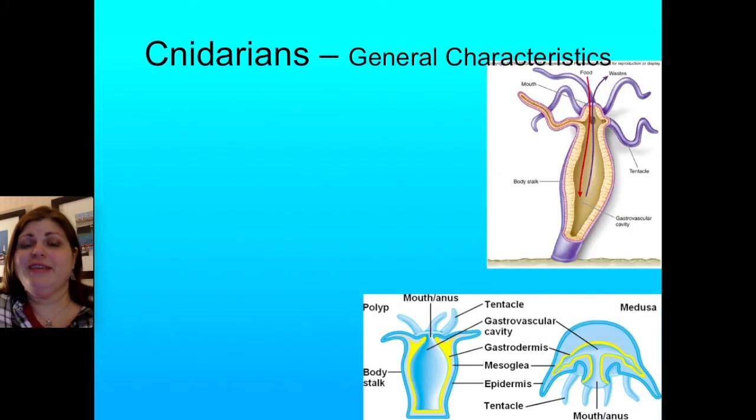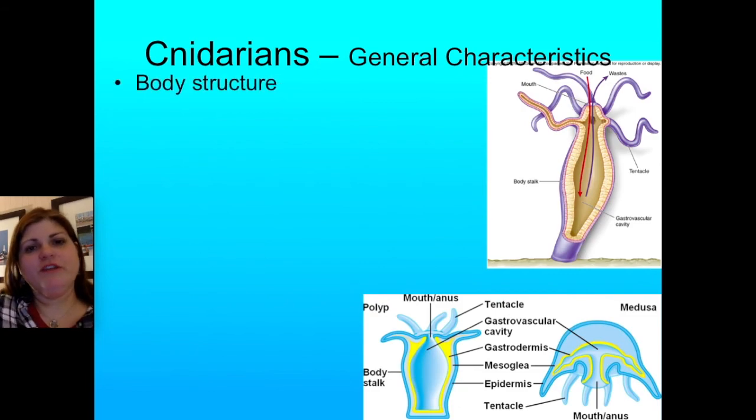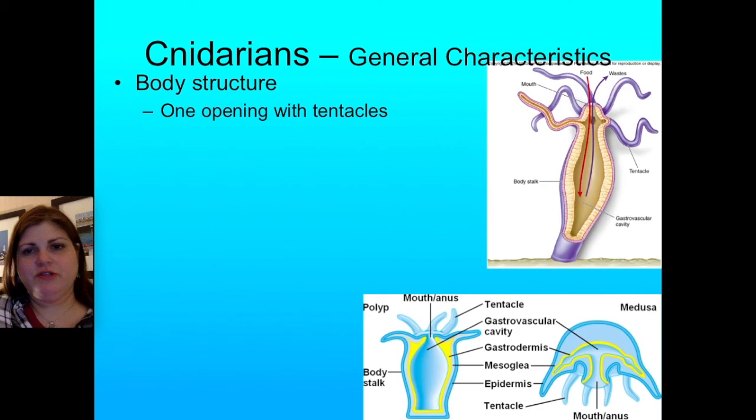So as we talk about some of the characteristics that they all have in common, one of the first things we can talk about is their body structure. All cnidarians have a similar structure, and that is they have one opening with tentacles. The tentacles aren't used so much for swimming like we would see in some other animals. They're used mostly for prey.